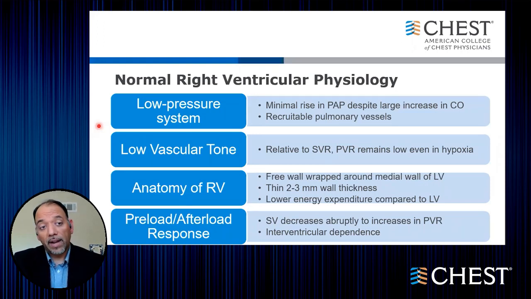So it's important to keep in mind that under normal conditions, the right ventricular system is a low pressure system. That means that pulmonary arterial pressures will rise only minimally, even when the cardiac output increases. And this is because of recruitable pulmonary vessels. So again, really bringing home the fact that the RV and the pulmonary circulation is a low pressure system.